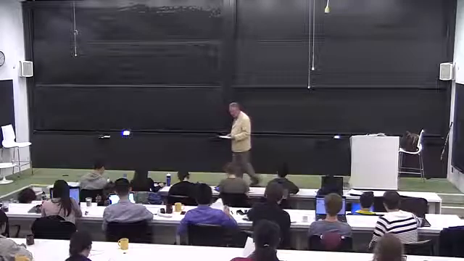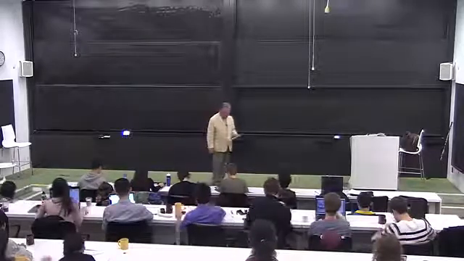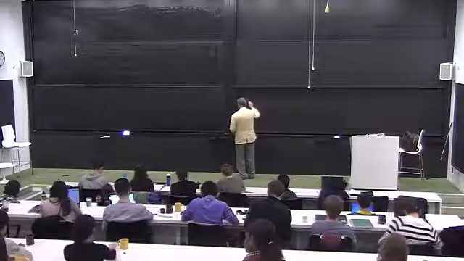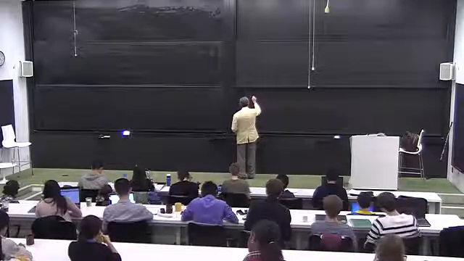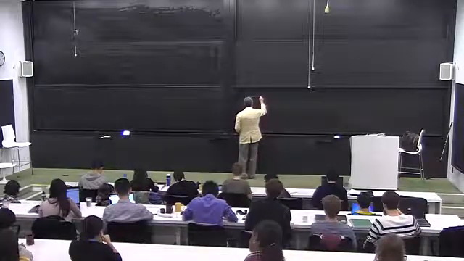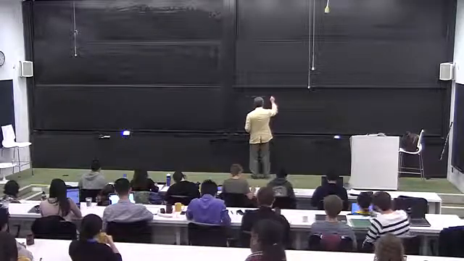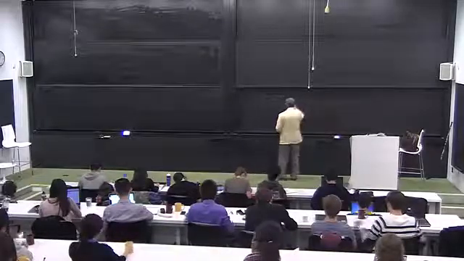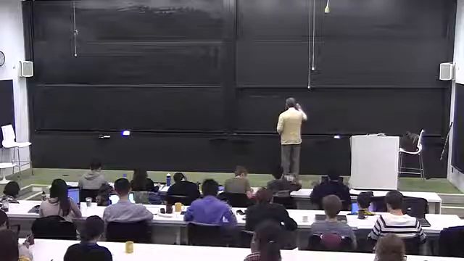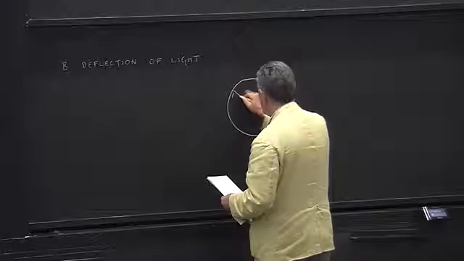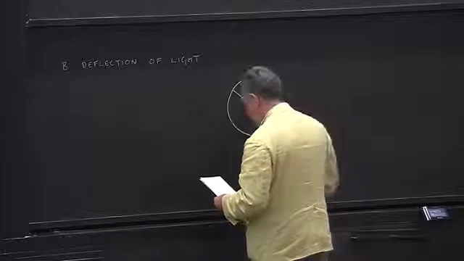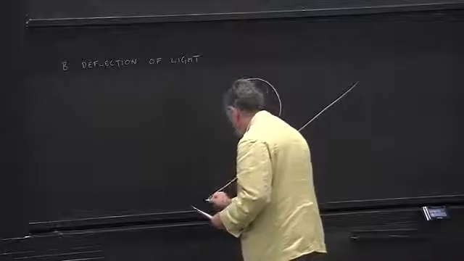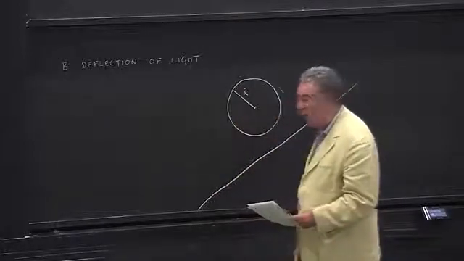We started to talk about the experimental tests, and the first one we're going to do, which I think I labeled B in the list, is deflection of light. So we've got the sun, the radius r. We've got a light beam coming in that would go like that if the sun weren't there.